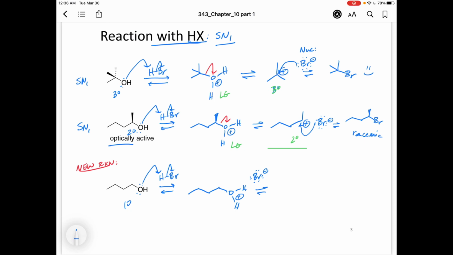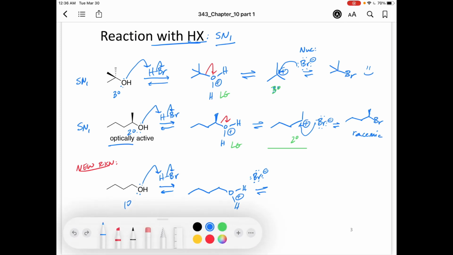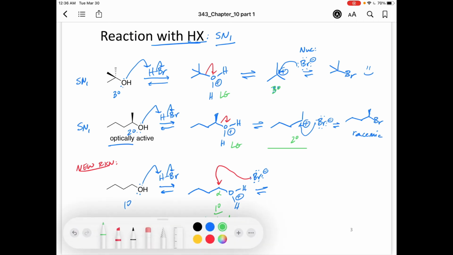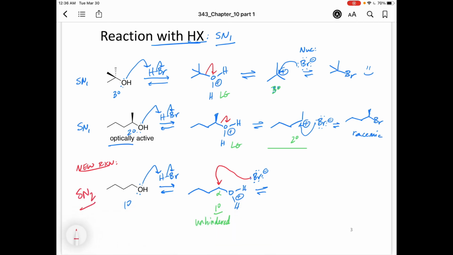Now, part of the reason why it can occur on this substrate is because this is not very hindered. It's primary. This alpha carbon here is primary. It's unhindered. So when we think about these primary alcohols, we are going to be doing an SN2 type reaction in the presence of HX. Now you still get the same kind of substitution product. We've added our bromine here.